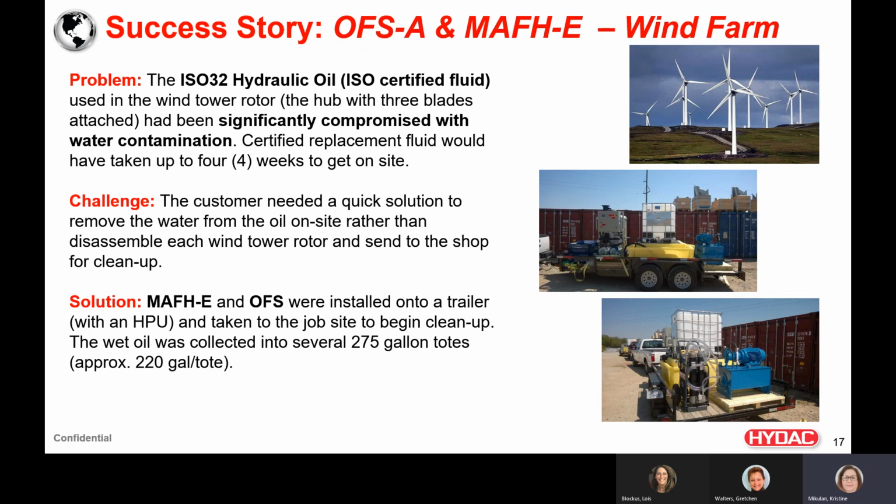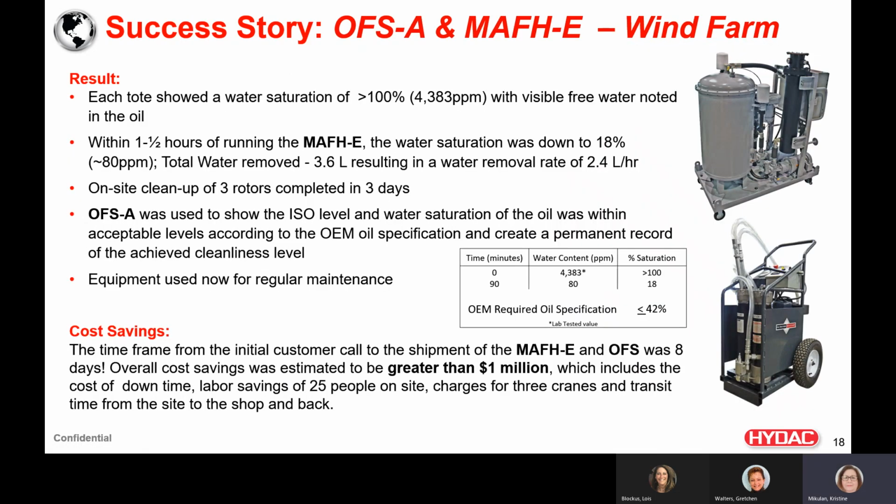So all of the wet oil was collected into totes. And as you can see, the units were mounted onto a trailer with the tote for processing so they could drive it from wind tower to wind tower. So each tote had a water saturation of greater than 100%, so about 4,400 parts per million, with visible free water in each tote of oil.